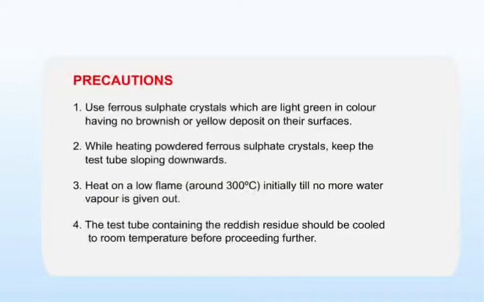Precautions: use ferrous sulfate crystals which are light green in color, having no brownish or yellow deposit on their surfaces. While heating powdered ferrous sulfate crystals, keep the test tube sloping downwards. Heat on a low flame, around 300 degrees centigrade, initially till no more water vapor is given out. The test tube containing the reddish residue should be cooled to room temperature before proceeding further.